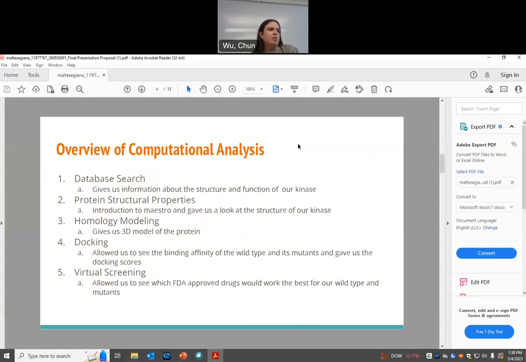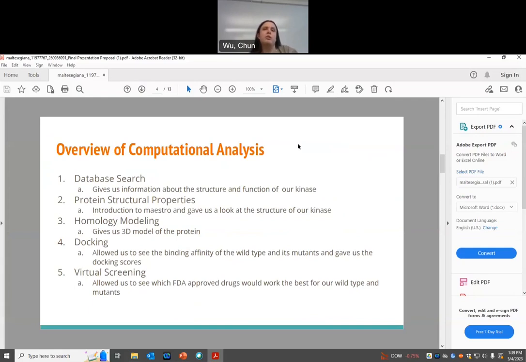First we did a database search, which gives us information about the structure and function of our kinase. That's how I discovered that it was involved in metastatic brain cancer. Then we found the protein structural properties, and homology modeling gave us a 3D model of our protein. Then we were able to do docking, which allowed us to see the binding affinity of the wild type and its mutants and gave us the docking scores.